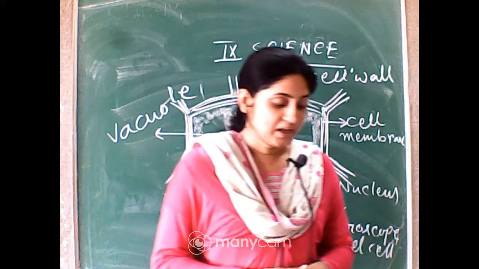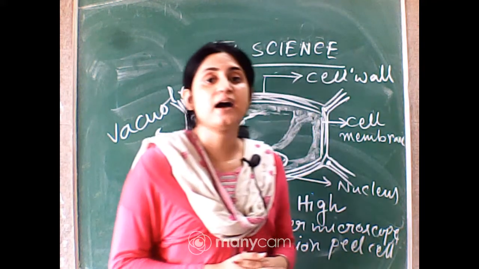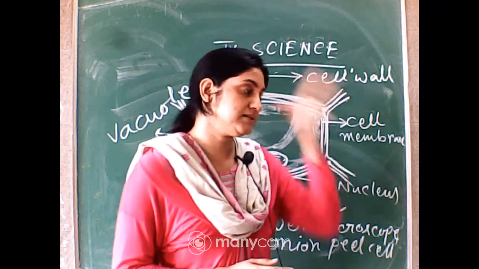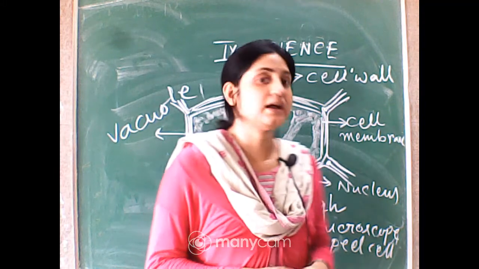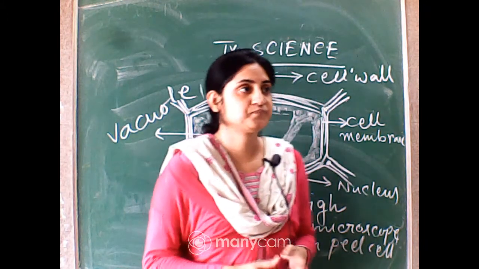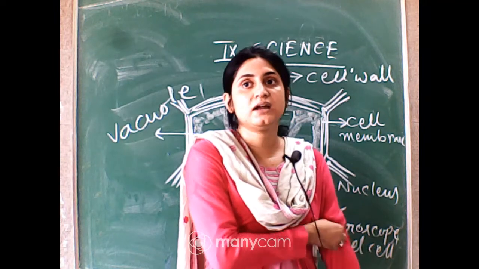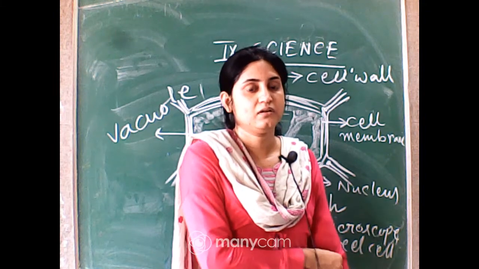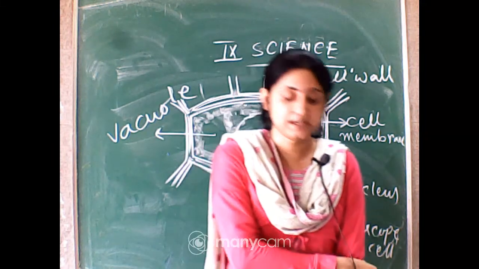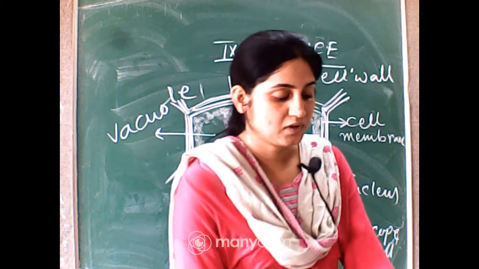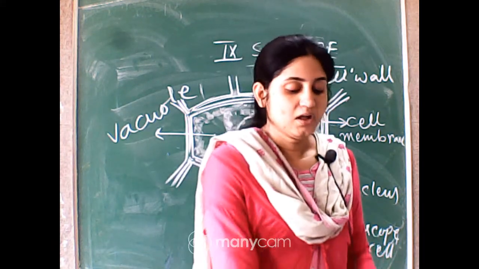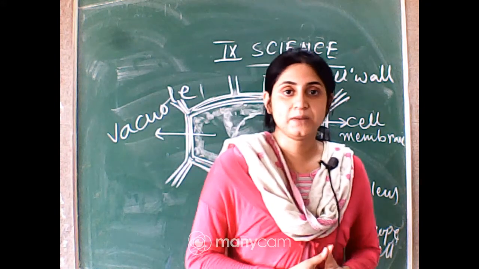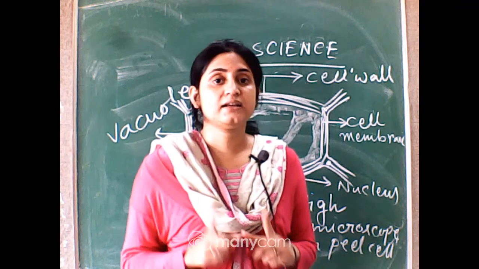Number 4, intercellular spaces are absent. Number 5, the cytoplasm is darkly stained.